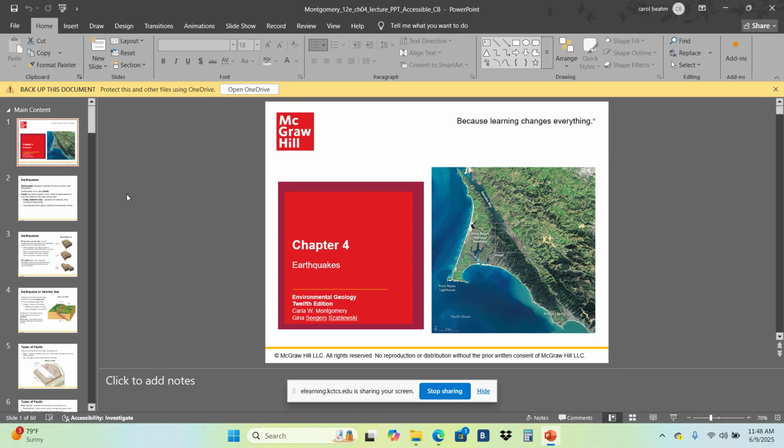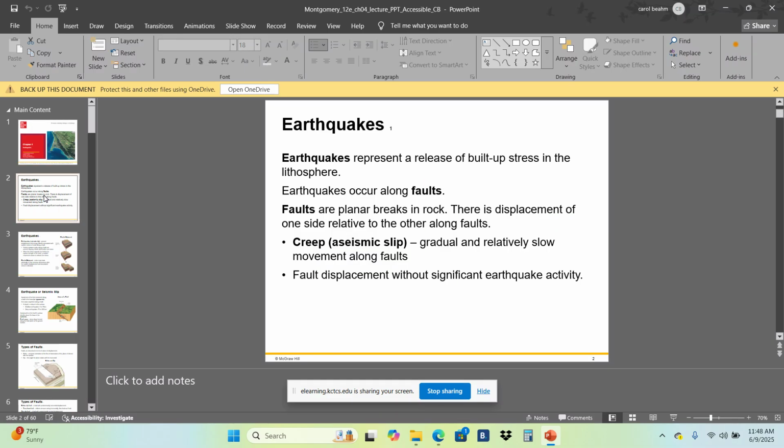All right, so this is chapter 4 on earthquakes. This is just kind of the basics of faults and earthquakes. So, an earthquake is the earth shaking, right? We all kind of know that about earthquakes. And so what's really happening there is it's a release of built up stress in the lithosphere. We're going to talk about that more on the next slide.